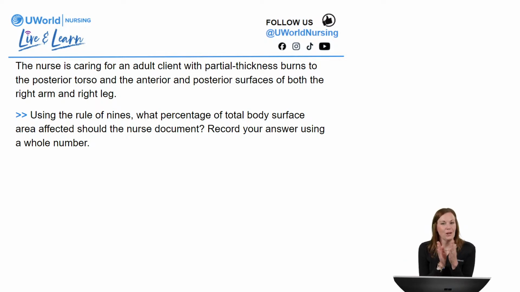Okay, so the total body surface area impacted, the answer is going to be 45%. So we have our posterior torso. Again, the front of a torso or the back of a torso is going to be 18%. We have the anterior and posterior of a right arm. So again, a full arm is going to be 9%. And then we have the anterior and posterior of a leg. So again, front of a leg is 9, back of a leg is 9, so 18. So we have 18 plus 9 plus 18, which is going to be 45%.